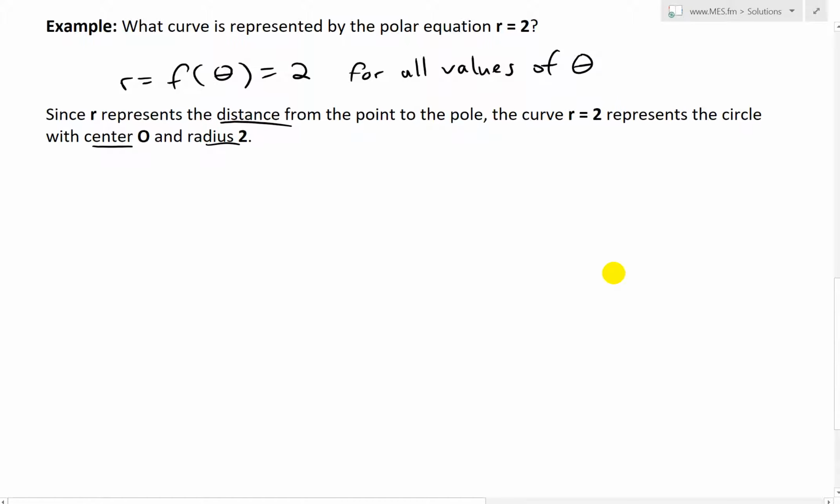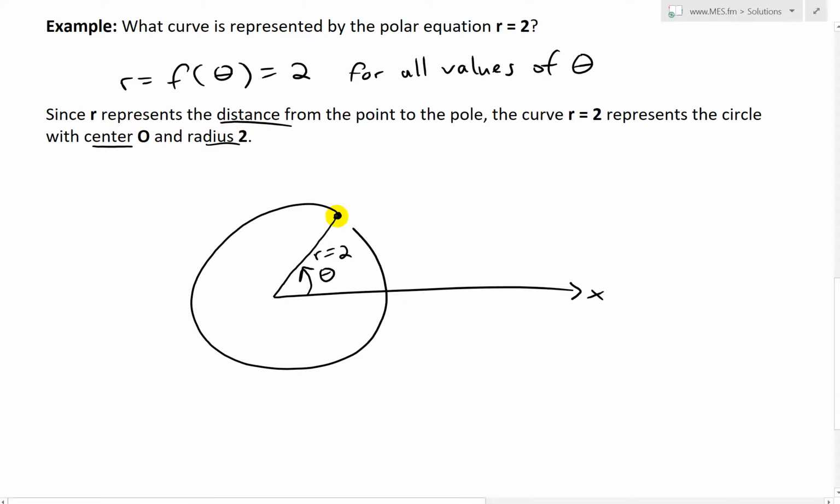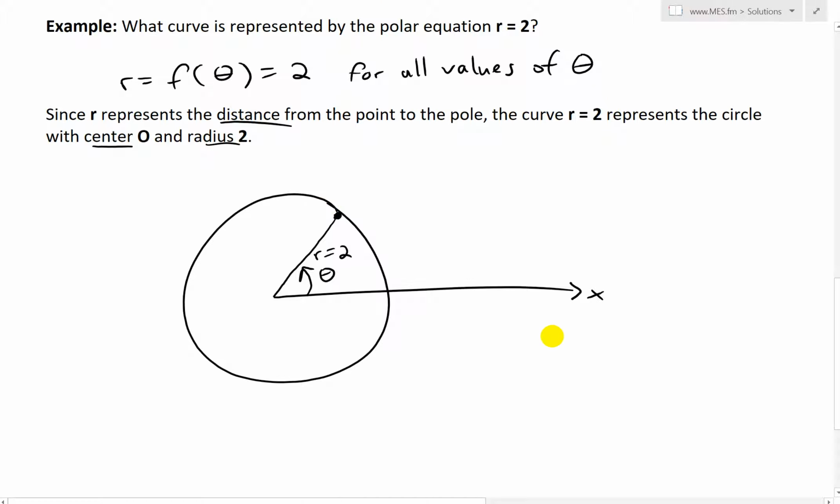So for example, I'm just going to draw this x for the polar coordinate, or the polar axis. If we have a point here, and this distance is r equals 2, we have theta, but as you rotate theta, the distance always remains 2. So what we end up having is a circle. Let's draw this better, like that. So yeah, what we have is a circle.